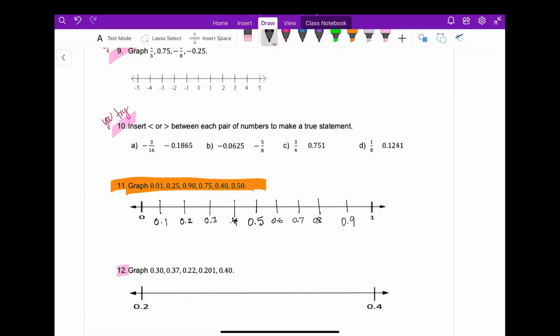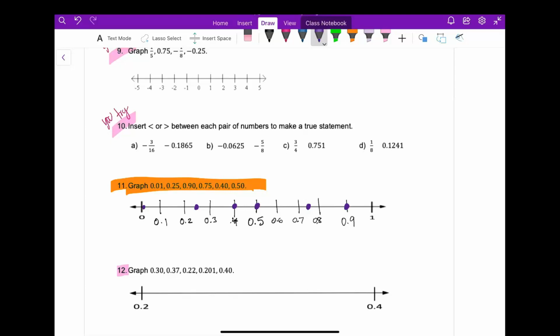Let's go ahead and graph. We have 0.01. Don't confuse that with tenth, right? So this is going to be really close to 0. 0.25. Ooh, I took that one off, but it should lie right in the middle. 0.90, 9 tenths. Well, that's exactly on my number line. 0.75, I took it off, but it would have been somewhere around here. 0.40, or 4 tenths, and 5 tenths. Perfect. All right, so you're going to try 12.